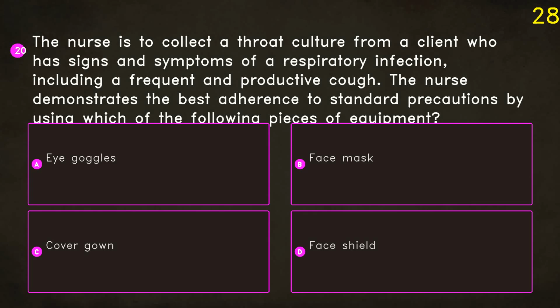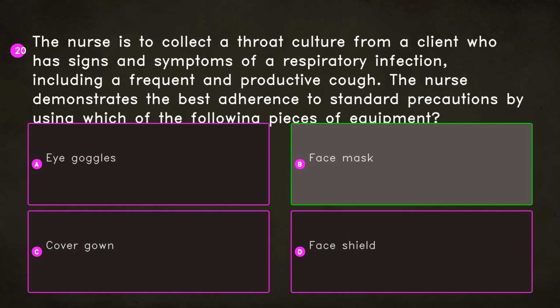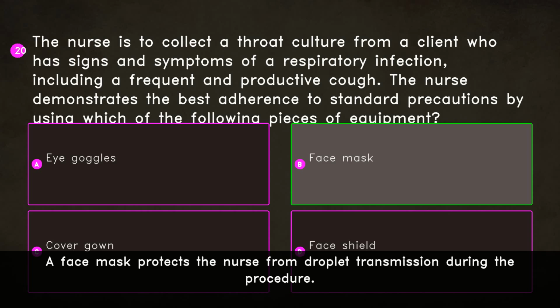Question 20. The nurse is to collect a throat culture from a client who has signs and symptoms of a respiratory infection, including a frequent and productive cough. The nurse demonstrates the best adherence to standard precautions by using which of the following pieces of equipment? A. Eye goggles. B. A face mask. C. Cover gown. D. Face shield. The correct answer is face mask. A face mask protects the nurse from droplet transmission during the procedure.